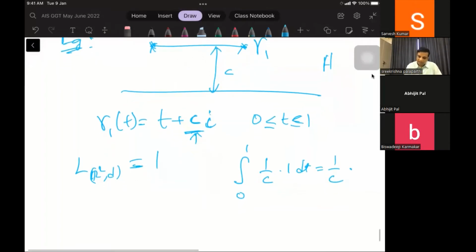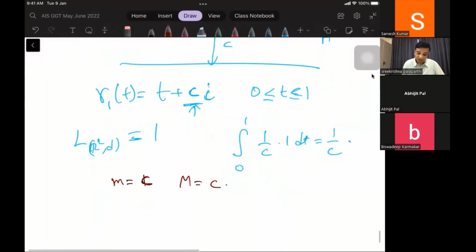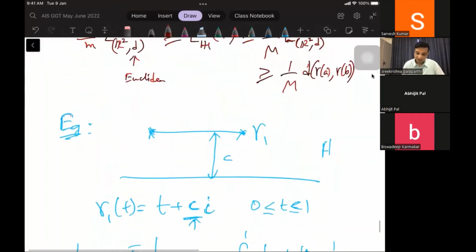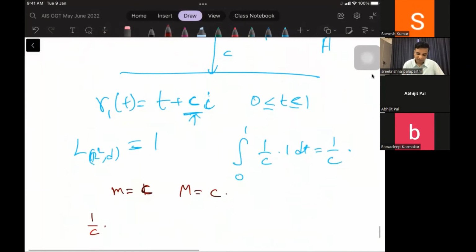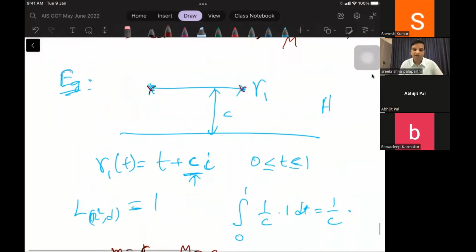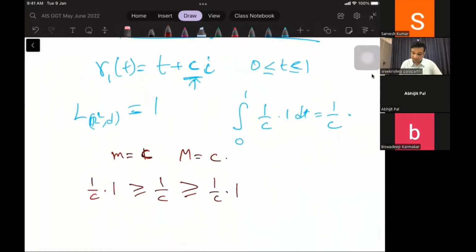Likewise, here you notice that the imaginary parts, little m is equal to c and capital M is equal to c. So you have the inequality: verification is nothing but 1 by c times 1 is greater than or equal to 1 by c, which is greater than or equal to 1 by c times the distance between those two endpoints. The Euclidean distance is also 1, so this is greater than or equal to 1 by c. In fact, equality holds in this case.